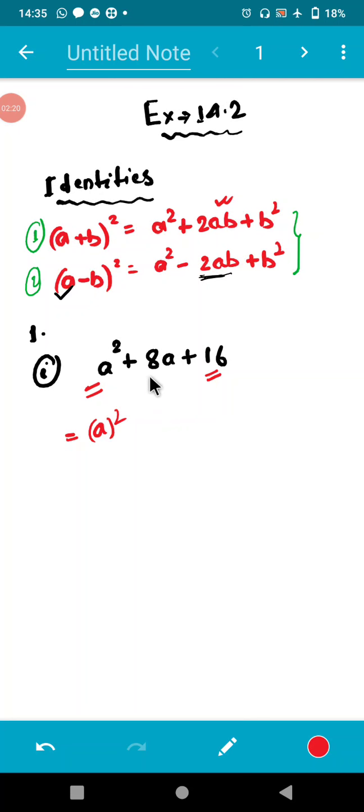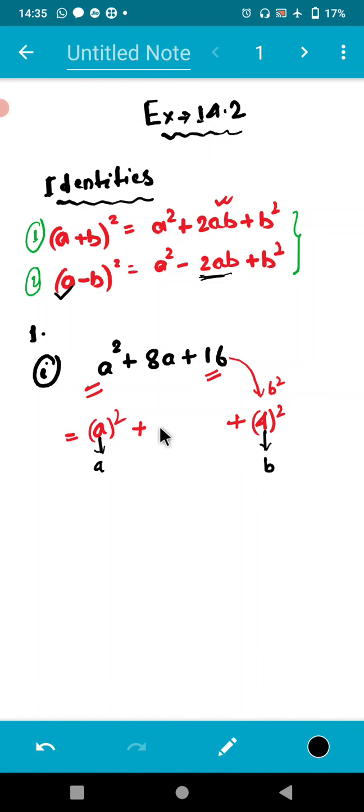Now we'll do nothing with the middle term, we'll straight away go to the last term. According to the formula it is written b square, but according to the question it is not given b square, it is written 16. So we have to change this 16 into the form of b square. How to do it? Which number multiplied 2 times gives 16? That is 4, isn't it? Now it is looking like b square. We'll consider this 4 as b, and we'll consider a as a only.